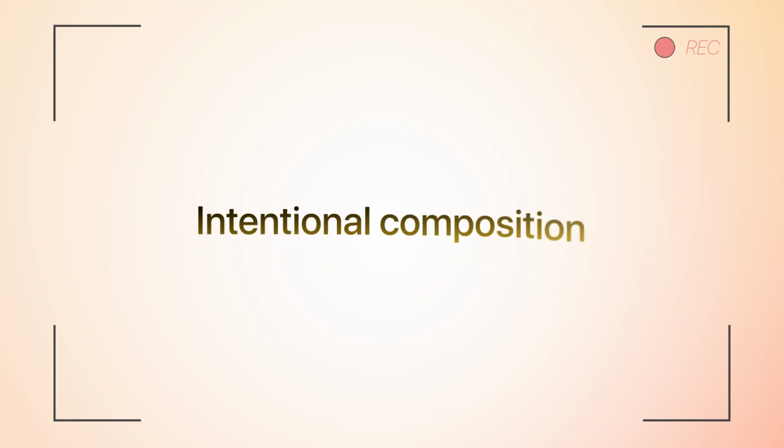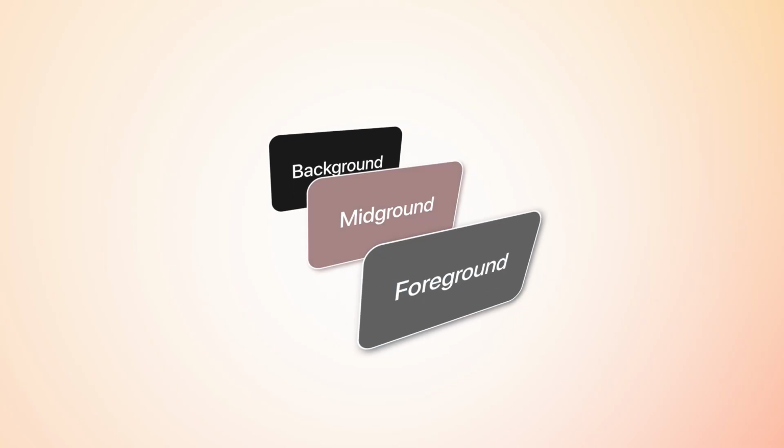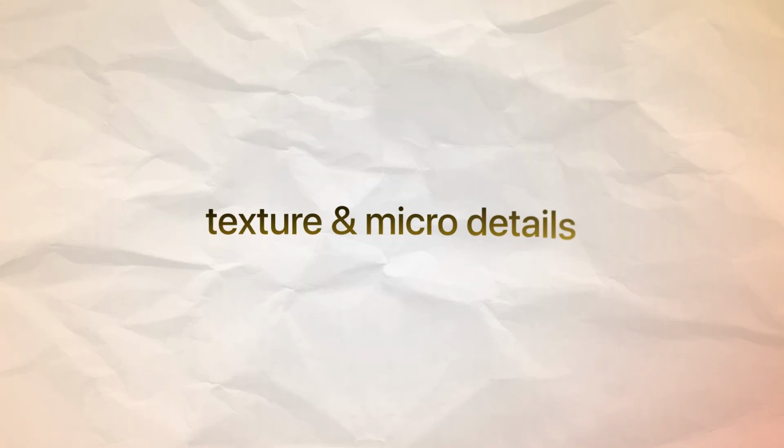Number two, intentional composition. Depth. A foreground, a midground, and a background. When everything is on the same flat plane, your brain reads it as fake. Give it layers. Number three, texture and micro details.